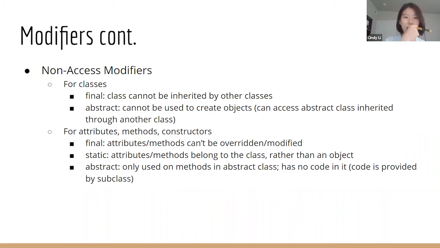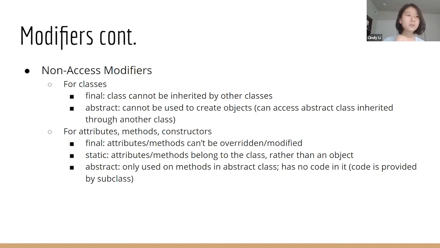For attributes, methods, and constructors, we have final, static, and abstract. Final means that the method can't be overridden or modified. That again relates to polymorphism, which we'll be talking more about next class. Static means that the attribute and method belong to the class rather than to an object.